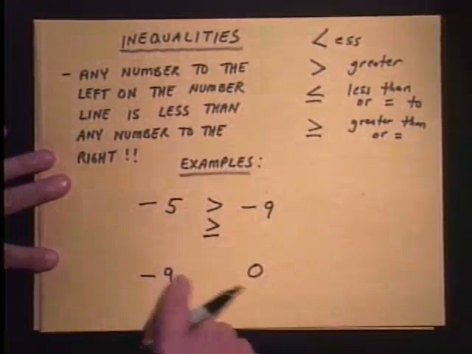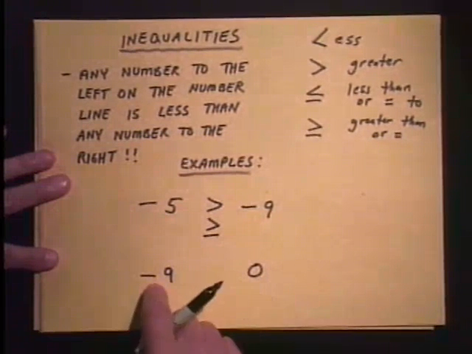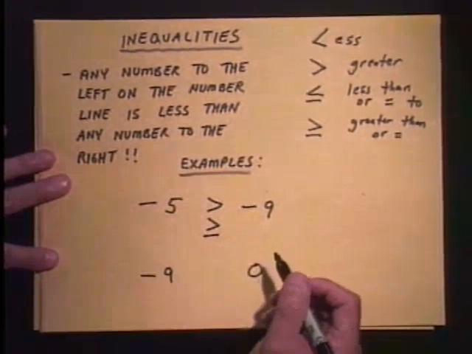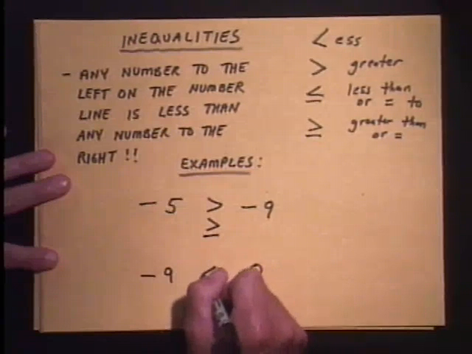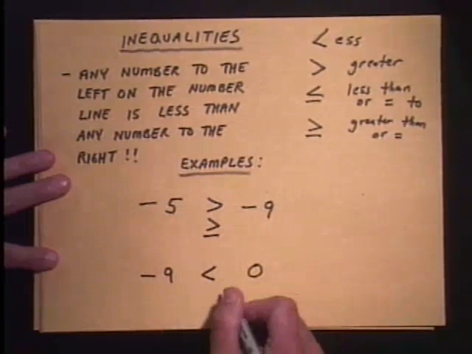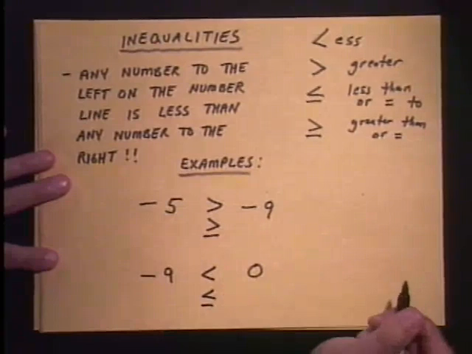All right, next example, negative 9 versus 0. Now, where are these in relation on the number line? Negative 9 is way over to the left of 0 on the integers. It would be less than. Or you could use the connector less than or equal to.